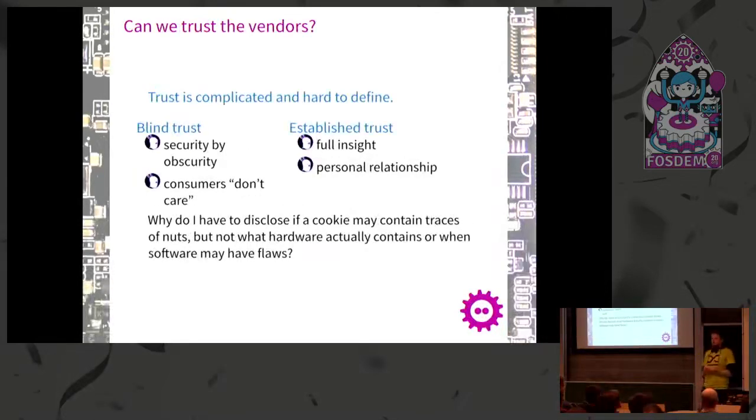Which brings us to this question: can we actually trust the vendors? I briefly wanted to come up with a definition of trust, which is inherently complicated. So for me, there are two kinds of trust. There is something which is actually earned, and there is something called blind trust. So my question is always, why do I have to disclose, when I bake cookies, that it contains nuts, because some people may be allergic, but if I provide you with hardware, I don't have to disclose anything, basically.